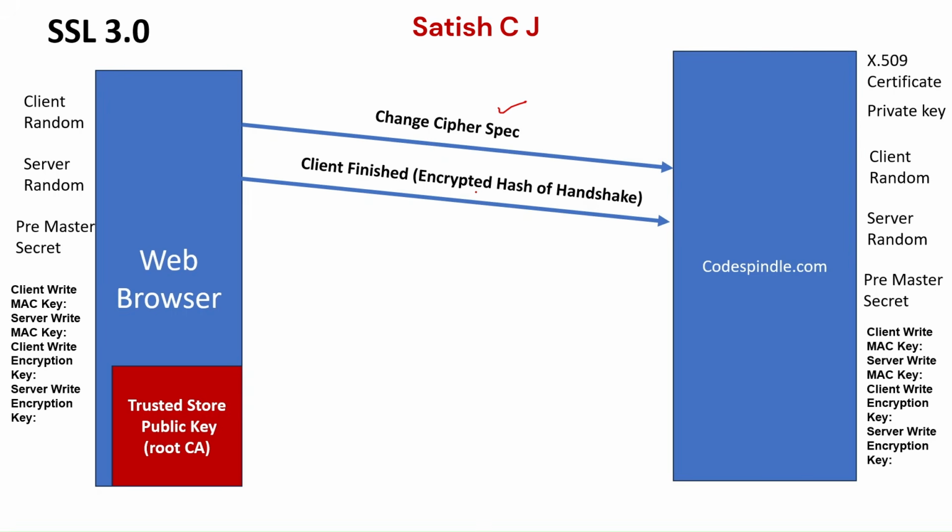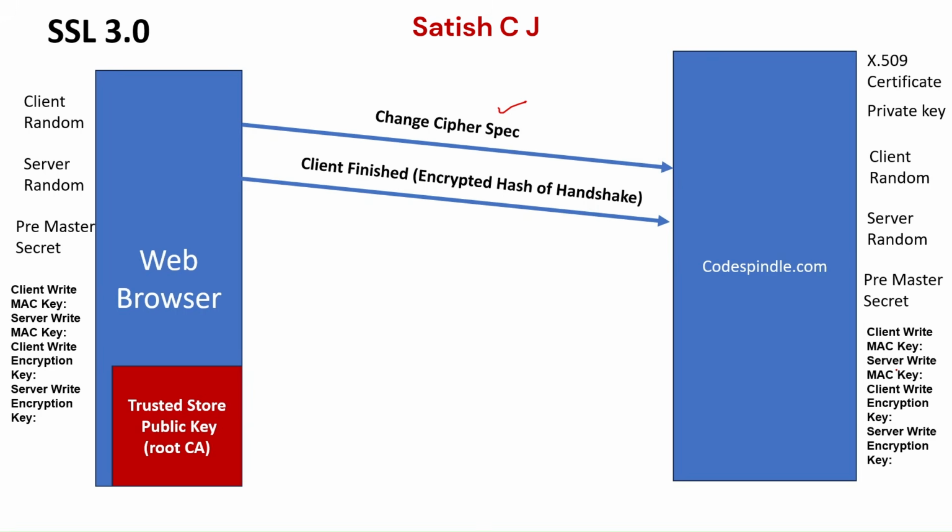So what is the client finished message? The entire handshake information, that history, is taken, and then a hash is created using the client write MAC key, and then it is encrypted using the client write encryption key, and then it is sent. So that can be decrypted and verified using the client write MAC key and client write encryption key on the server.